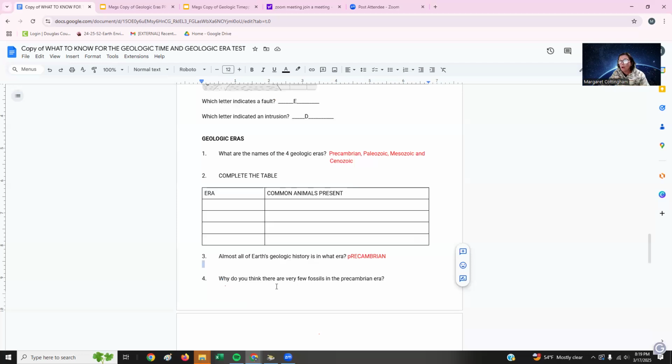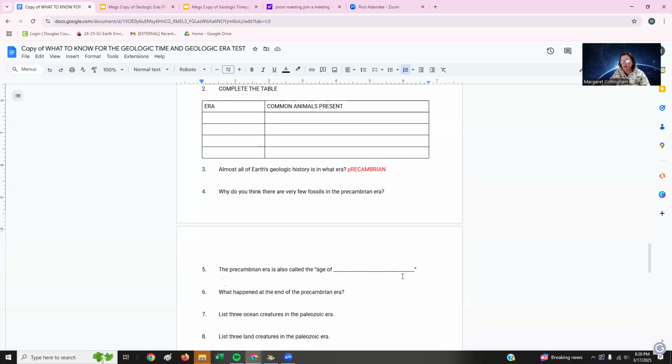Okay. Why do you think there were few fossils in Precambrian era? Well, probably because there were no animals. At least, there were some, the stromatolites, sorry, you know what I'm talking about. They were some index fossils, but the fact that there weren't many animals, just single-celled organisms, bacteria, things like that. So you're not going to have a whole lot of fossils from the Precambrian era.